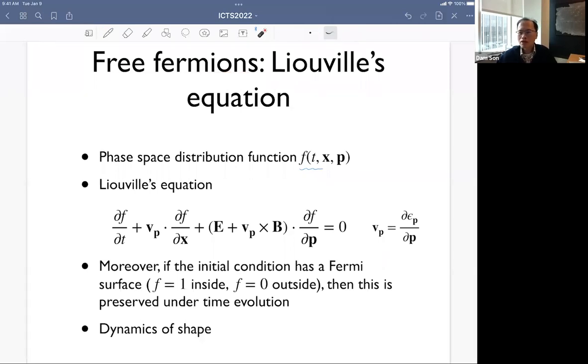In this case, the Boltzmann equation is simply Liouville's equation, the equation describing the time evolution of the distribution function of particles in phase space. F is a function of x and p, coordinate and momentum, and it is also a function of time. Liouville's equation is written in this way. The equation can be thought of as describing the behavior of a collection of particles in phase space, x and p.